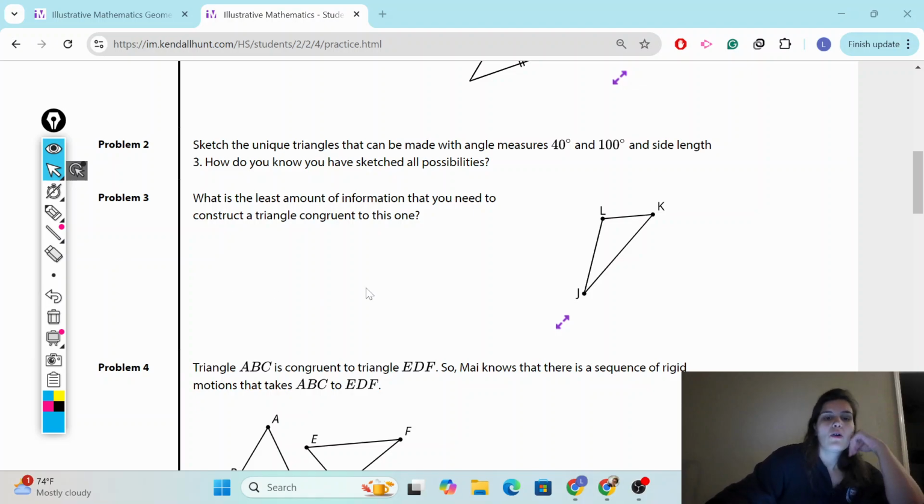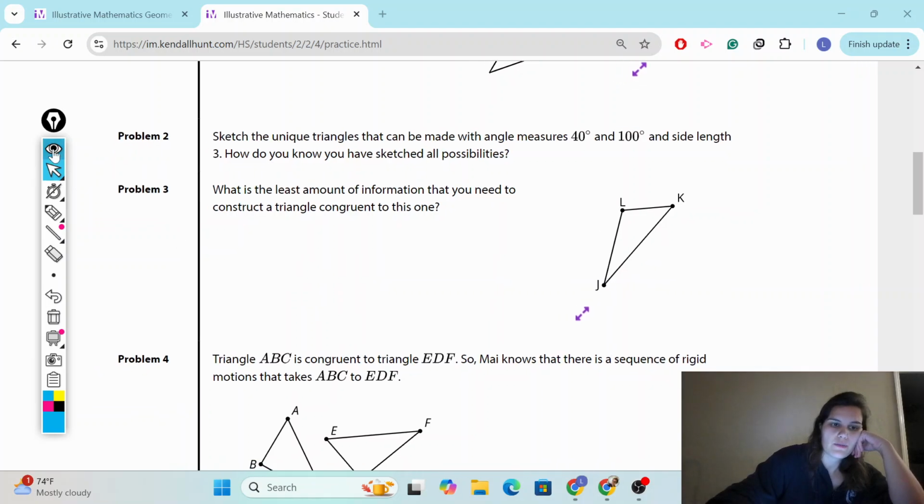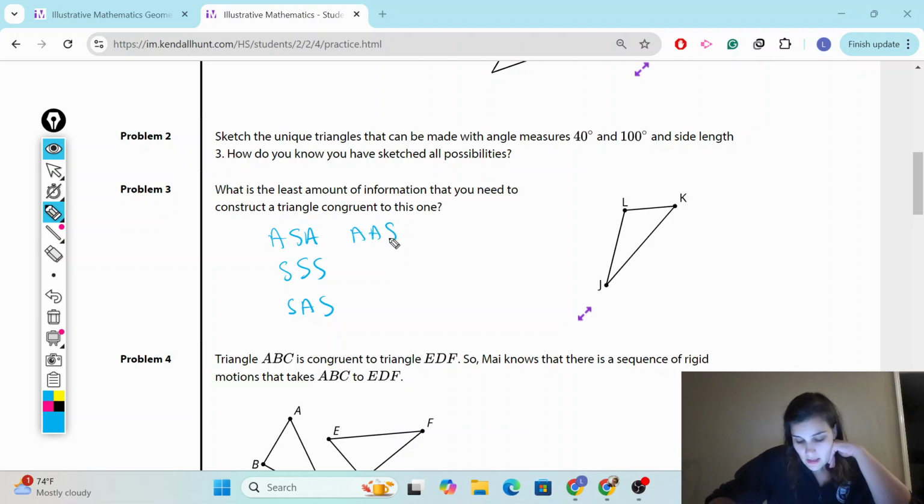Problem number 3. What is the least amount of information you need to construct a triangle congruent to this one? Well, we could use an angle, a side, and an angle. We could use a side, angle, side. We could use a side, angle, side, like that. I said side, angle, side, I meant side, side, side. We could use angle, angle, side. We could use any of these.